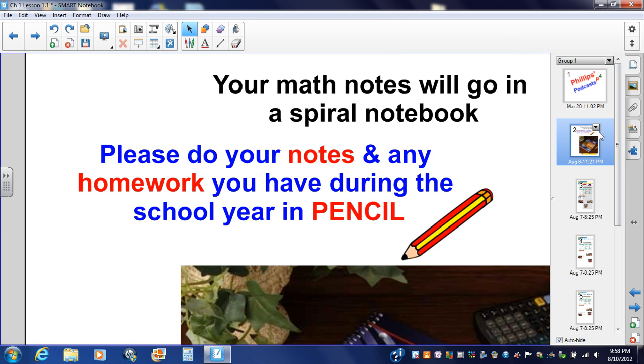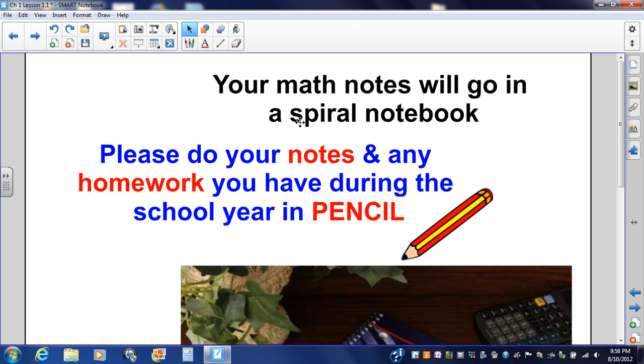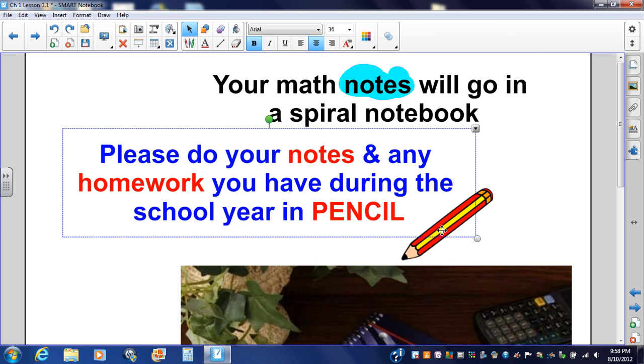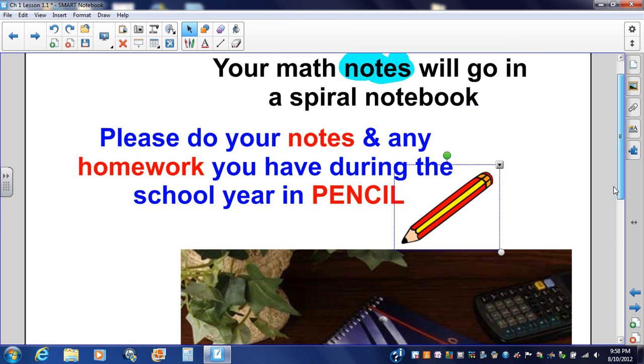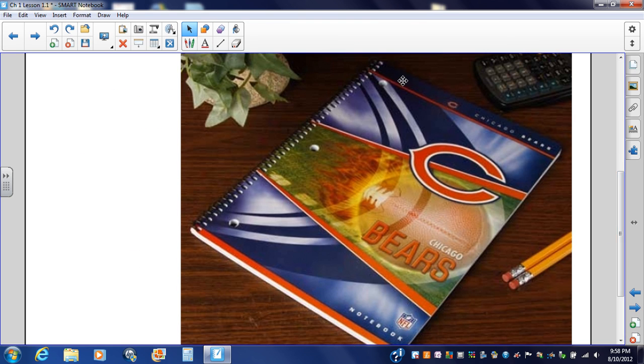If you guys would, please grab your spiral notebook that you are going to be taking notes in. Remember, as the year goes on, we're going to have one spiral for your classwork that you leave in my room. You're going to have a second spiral for your notes. I'm going to remind you, please do your notes with a pencil. And I must say, that is a fantastic looking spiral.